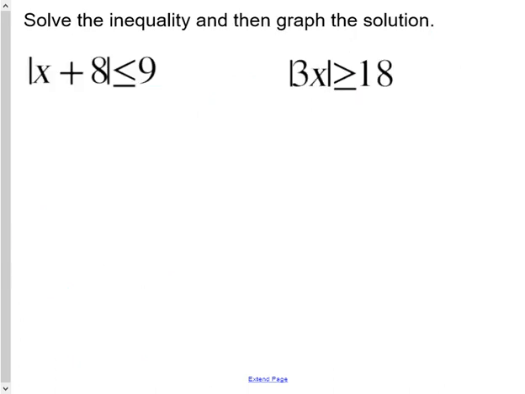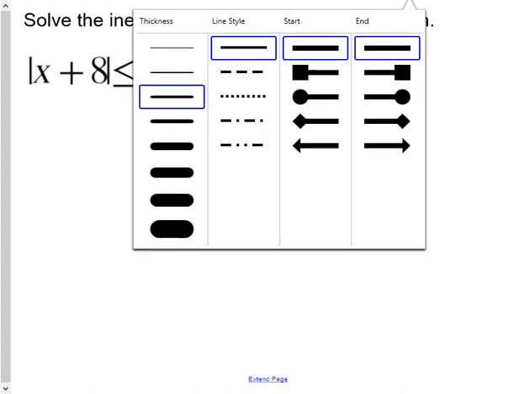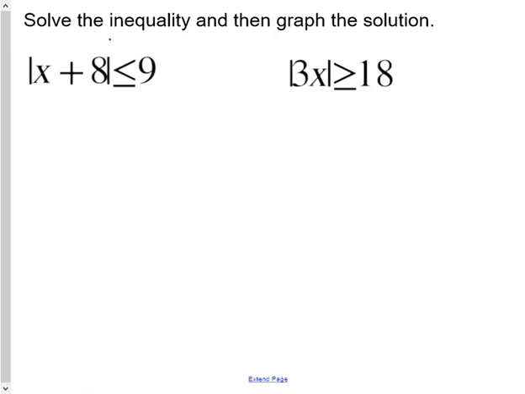Moving on for some solving. Here will require a one-step solve. Solve the inequality and then graph the solution. So in this case, the absolute value of x plus 8 is less than or equal to 9. Less than is the graph that points toward each other. So again, with less than, my graphs are between 2 points pointing toward each other.